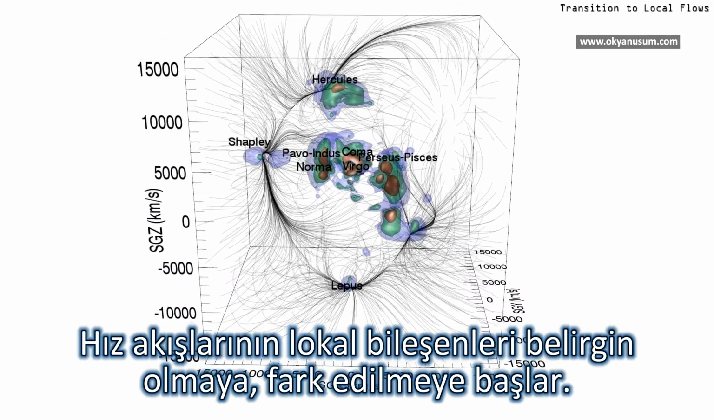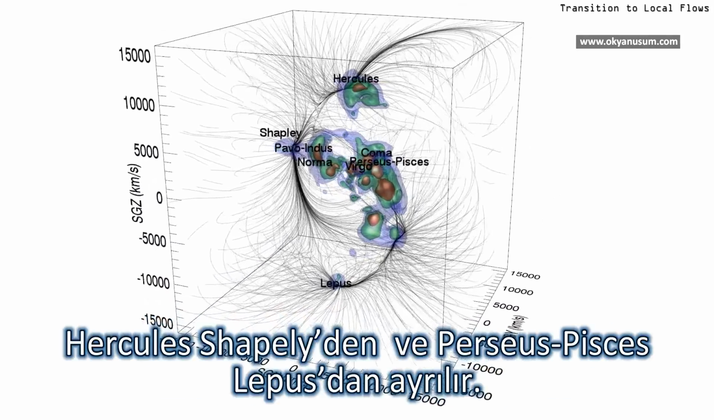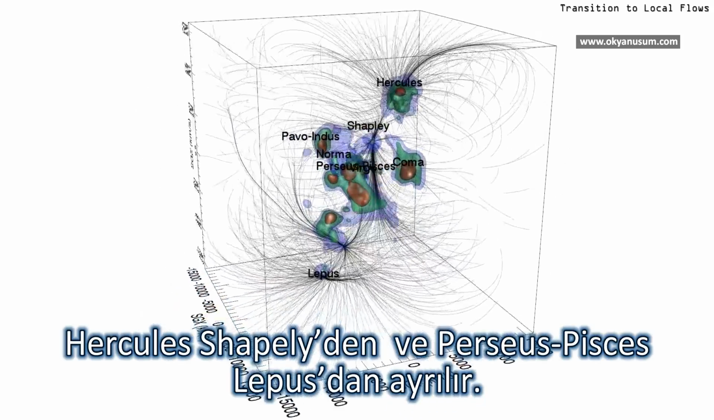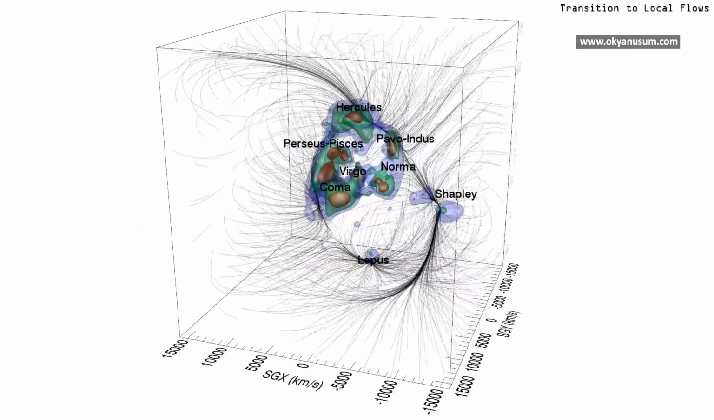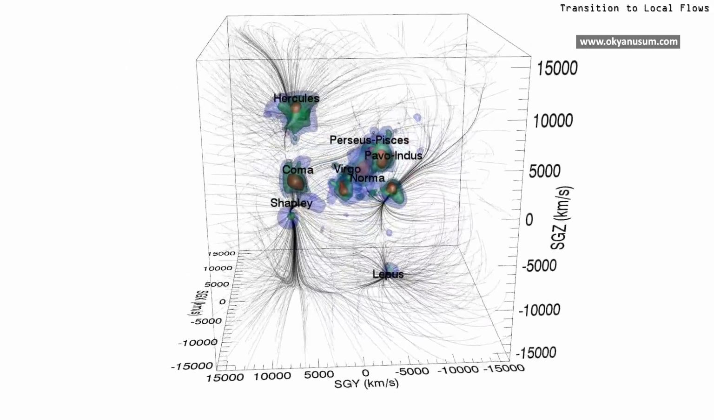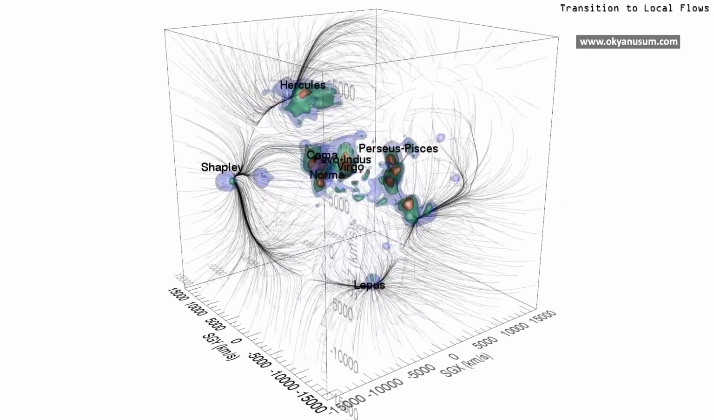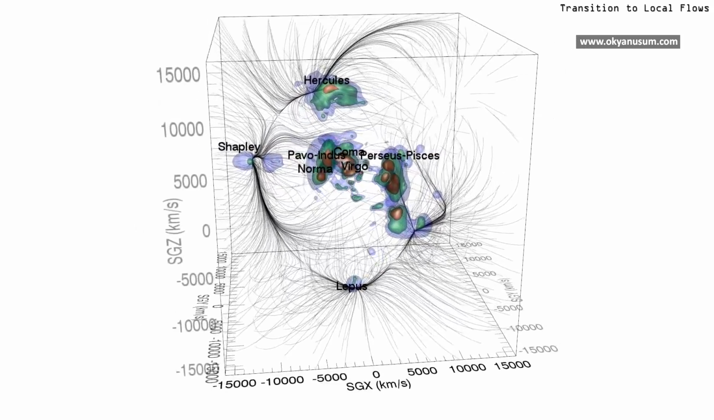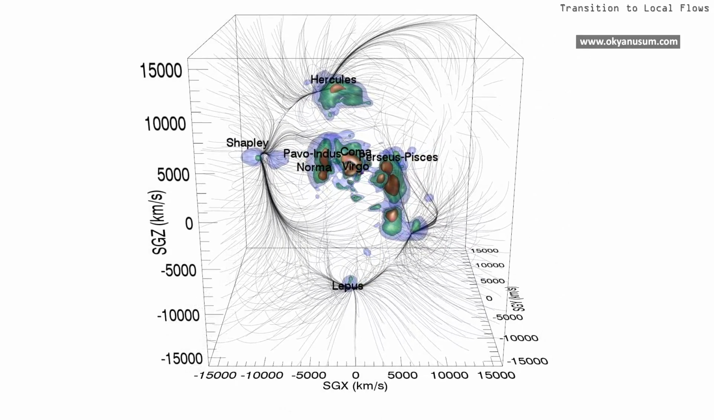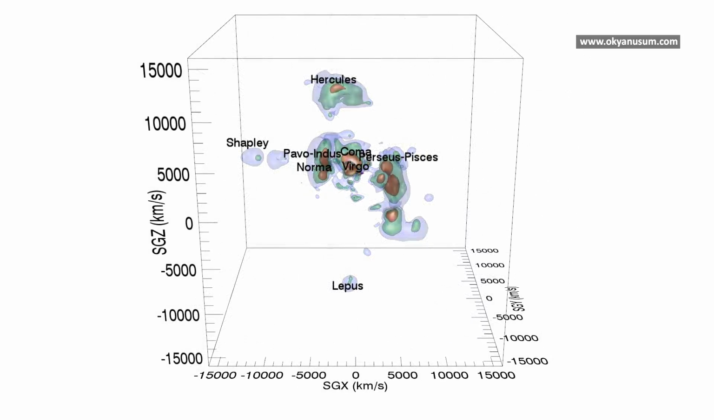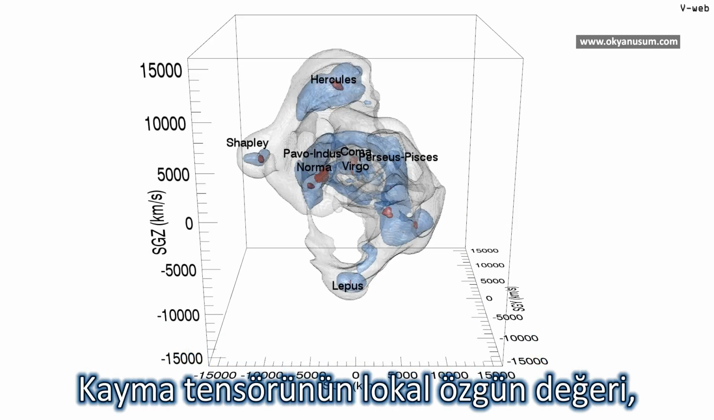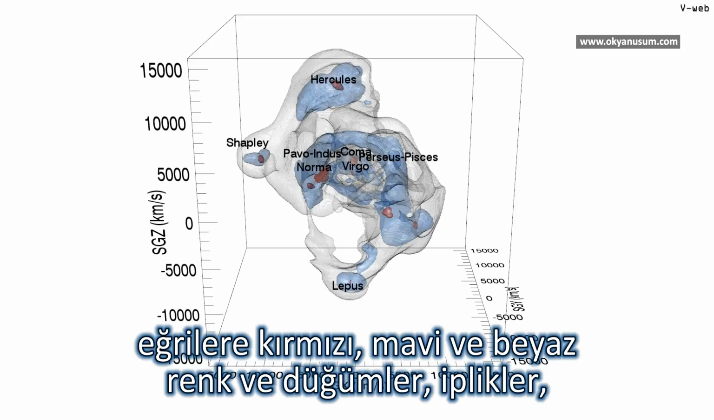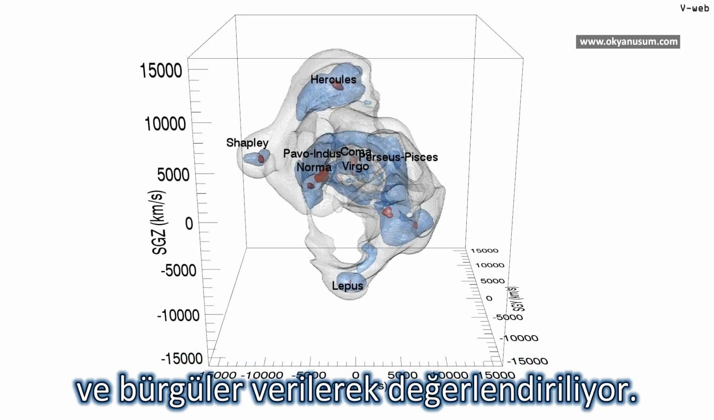Local components of velocity flows begin to be distinguished. Hercules separates from Shapley, and Perseus-Pisces separates from Lepus. Here we see contours of the cosmic web as defined by the velocity web. Local eigenvalues of the shear tensor are evaluated, giving the red, blue, and white contours enclosing knots, filaments, and sheets.